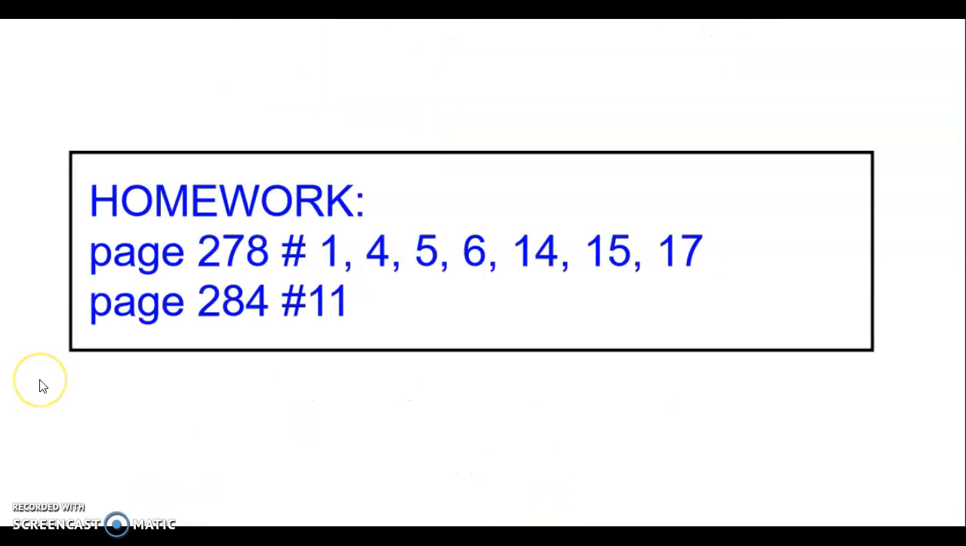So, the focus for today's homework is on collinear points, calculating slope. If you could please look at these questions, and if you have any problems, contact me.